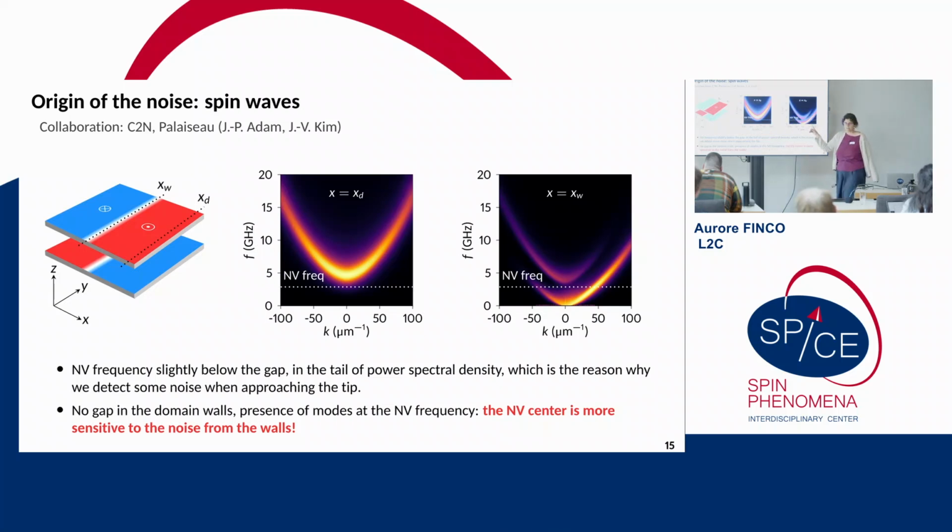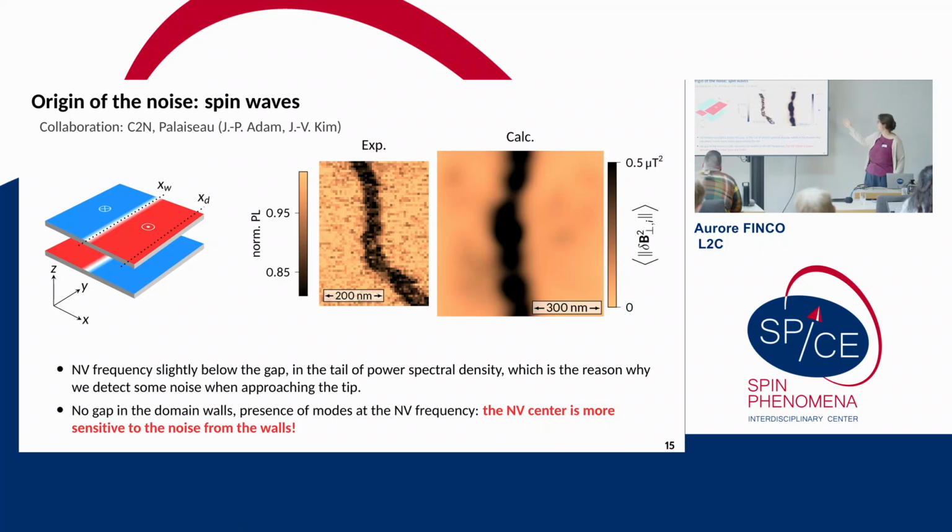If you look at what happens inside the wall, the gap is closing because the internal field inside the wall is compensating the anisotropy. And now you have modes that are exactly at the frequency of the NV center. So you are much more sensitive to this noise. That explains the further decrease of T1 when you bring your chip above the domain wall. So this allows you to nicely localize textures. And you can actually compute the noise map that you expect, and you see a very good agreement with your experiment.